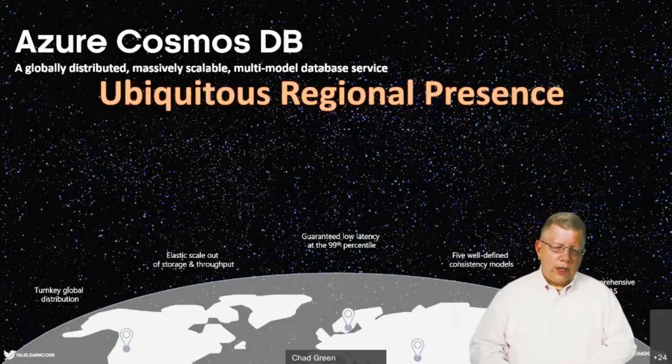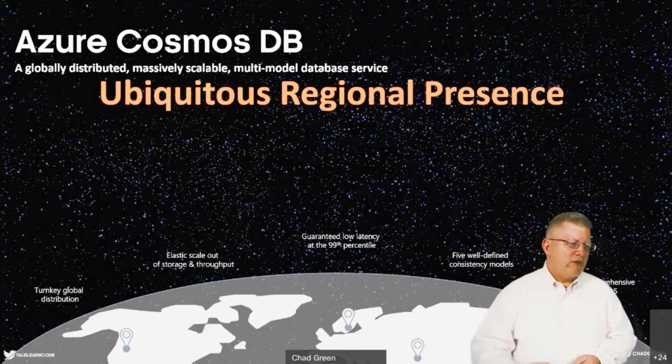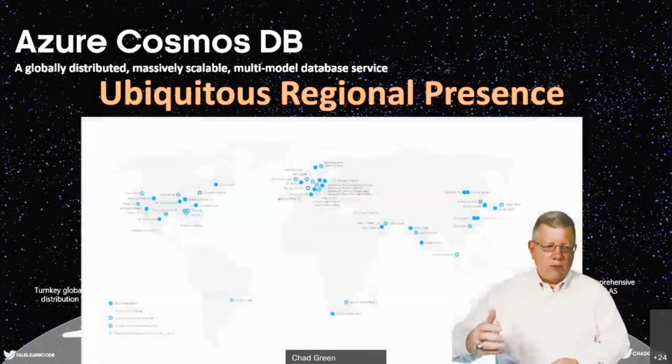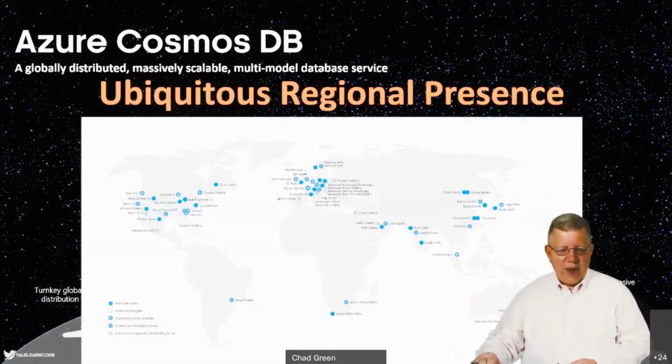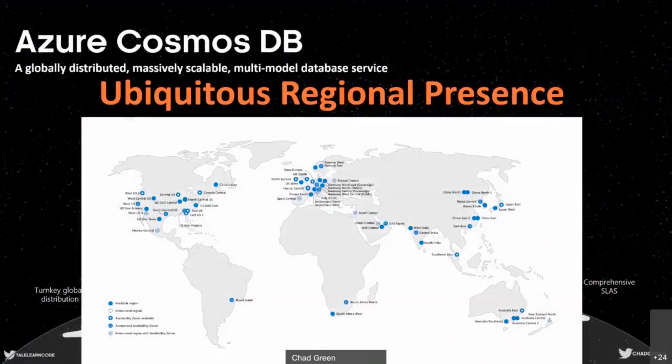Kind of wrapping up on Cosmos, the overview of this. Number one, the ubiquitous regional presence. And what I mean, we can see the map. Let me get out of the way because I'm in the way of Australia. But it is all over the world, right? I forgot how many regions there are now. If they haven't topped 60 yet, they're really darn close to it.